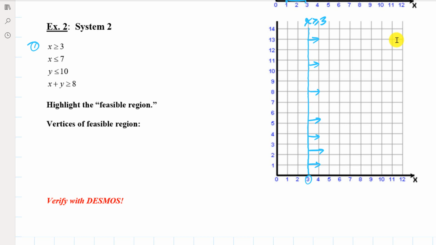Next one, x less than or equal to 7. I'm going to switch colors every time I do this. You find 7 on the x-axis, and all x values that are less than or equal to 7 lie to the left. Obviously, they have to be to the left of the line, not to the right, because like 6 is less than or equal to 7. So you have to go to the left.